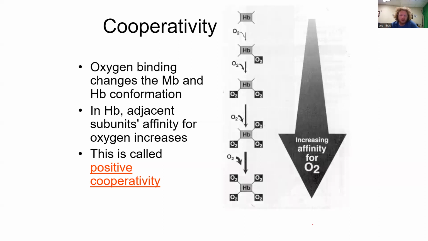This is referred to or known as positive cooperativity. If you look here, what we're seeing is a model representation of it where hemoglobin at the top is deoxygenated. Whenever it binds O2, now all of a sudden the other subunits of hemoglobin want to bind O2.